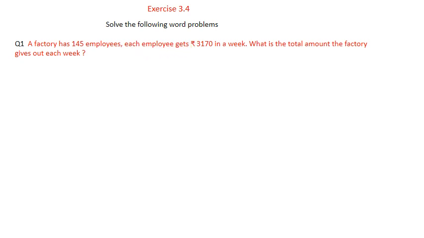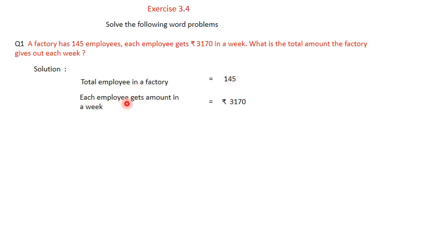Let's do the solution. Here first we have written total employees in a factory is 145. Now each employee gets an amount in a week of 3170, and what we want to find out is the total amount the factory gives out each week. So here we are going to multiply. Student, you have already learned how to multiply. Let's write down the multiplication. So I have written this in a vertical form.